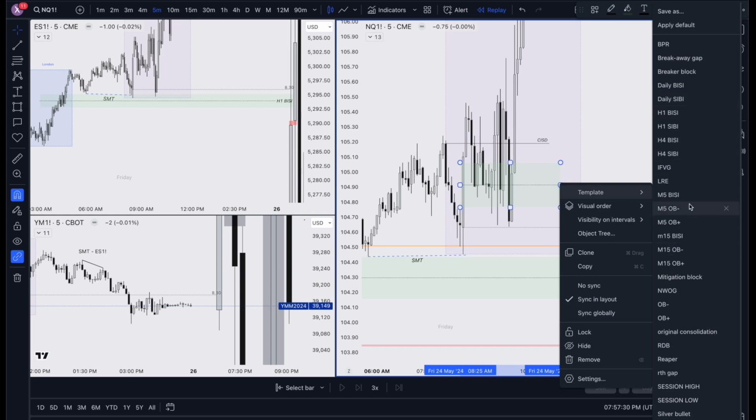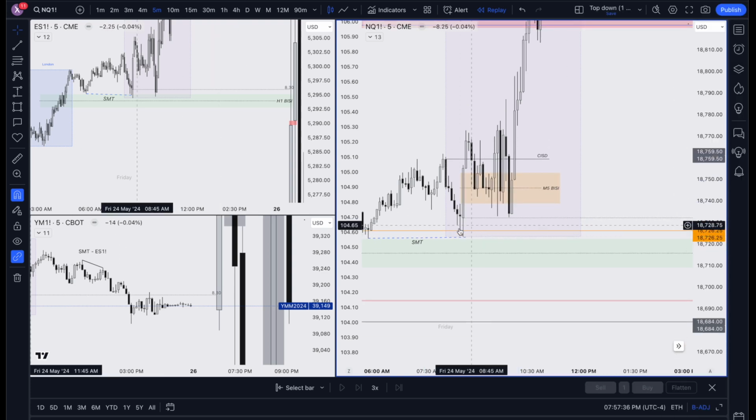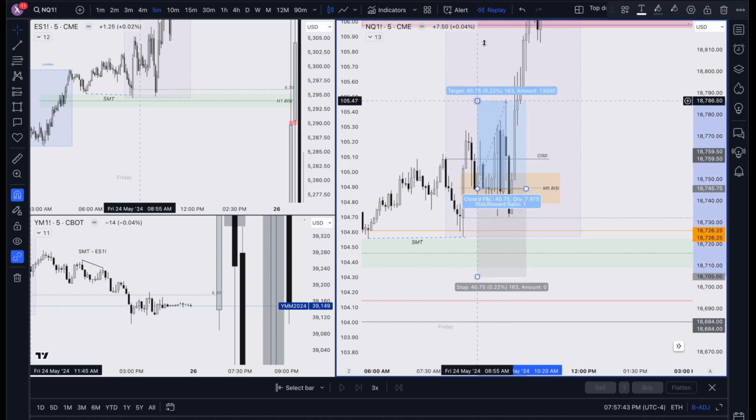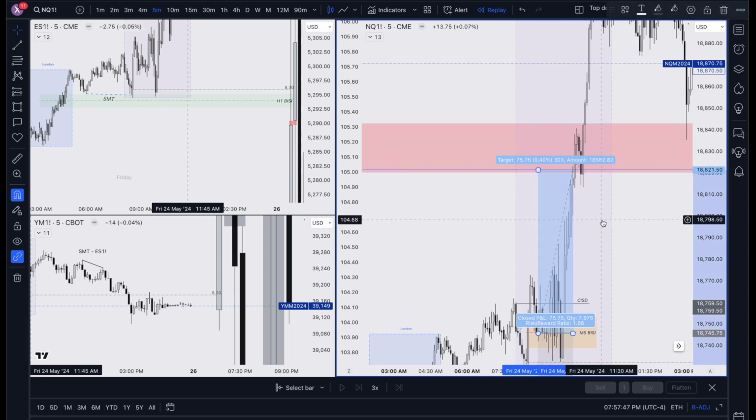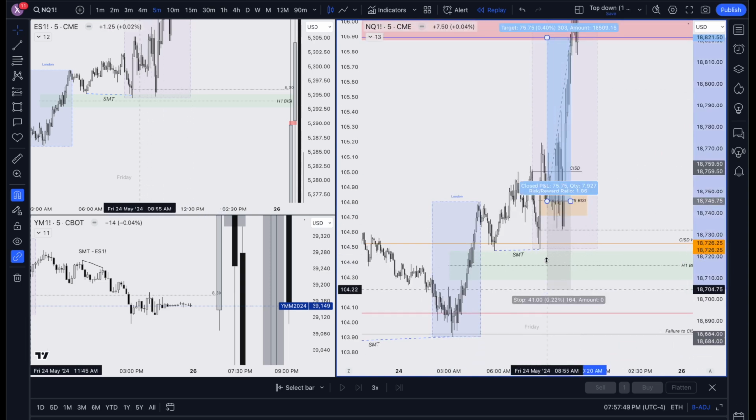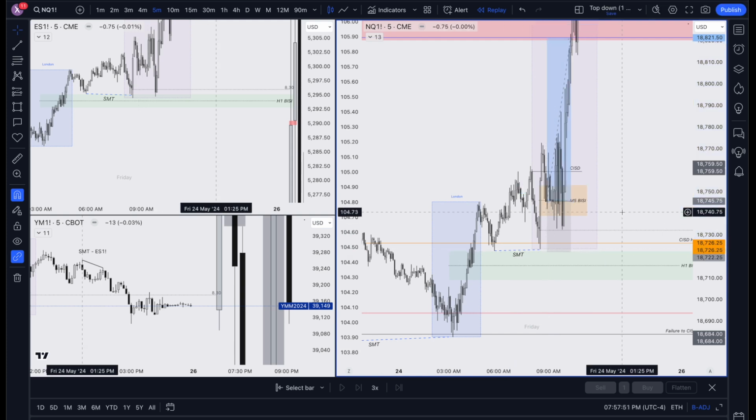And this is the model I teach you guys, and I've taught you guys for a year. And my students who have been with me for a long time, bread and butter, right? Hourly SMT, MSS, 5-minute market structure shift, long the fair value gap, target the range or the liquidity you're targeting, right? Let's say it's there, EQ of the range, stop loss below the low, boom, good trade.